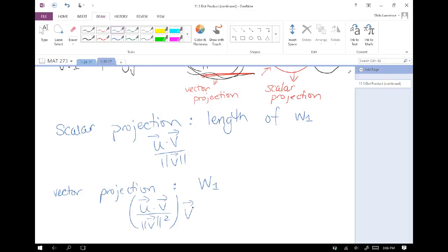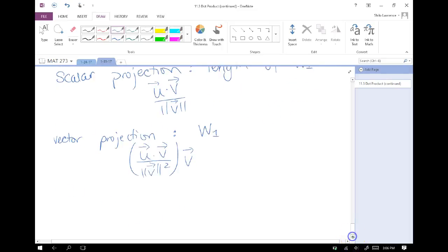So we're going to be given the U and we're going to be given the V, and we could use this formula to help us find the projection. There's also a vector projection orthogonal to V.